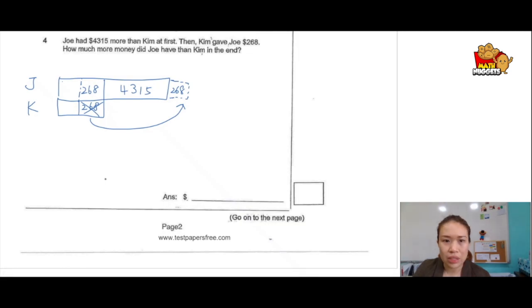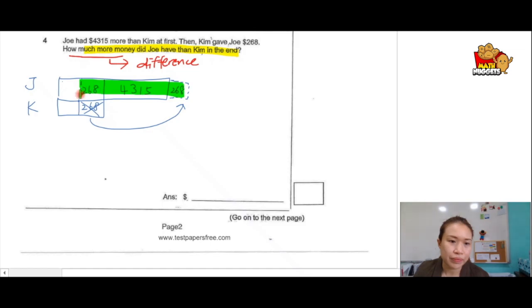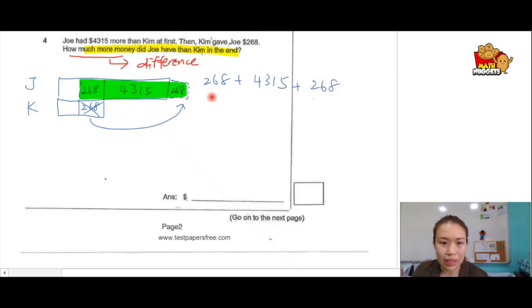So the question is asking us, how much more money did Joe have than Kim in the end? When they ask us how much more, they're asking us for the difference. So we're looking for the difference in the end. The difference will be this part. So this is how much more Joe has than Kim in the end. 268 plus 4,315 plus 268 again, that is 4,851.